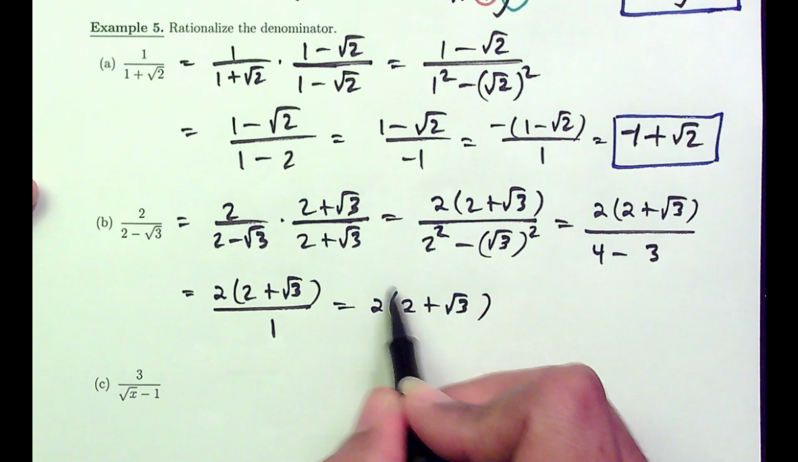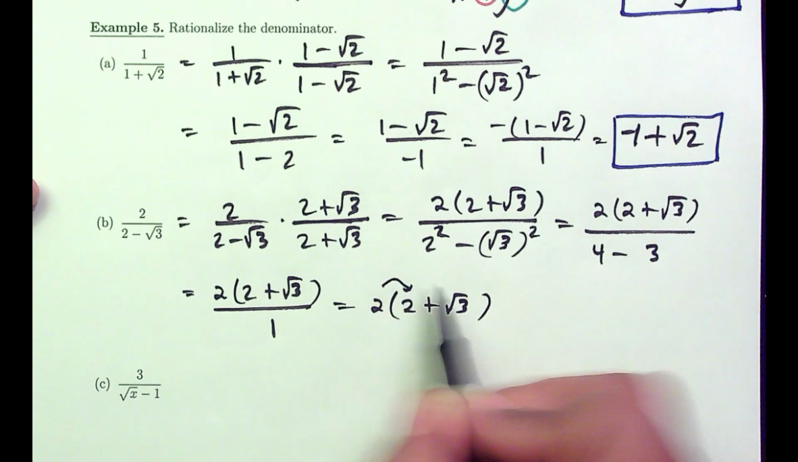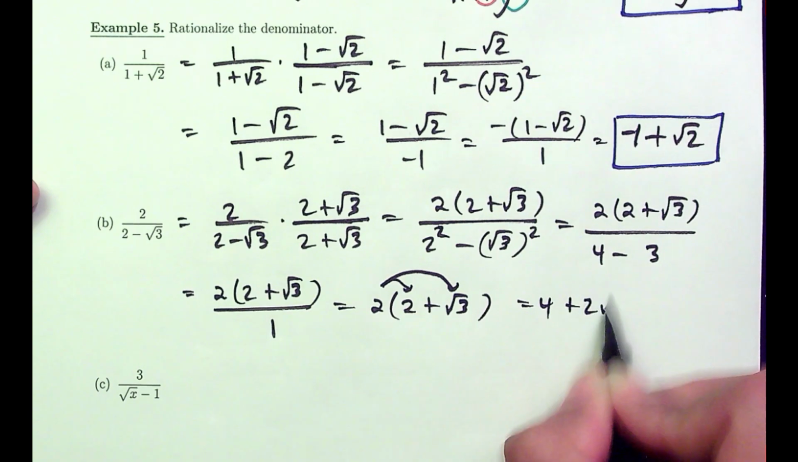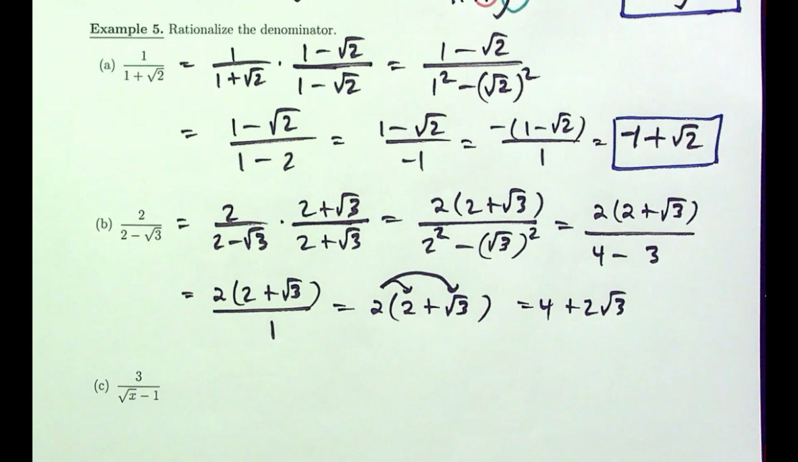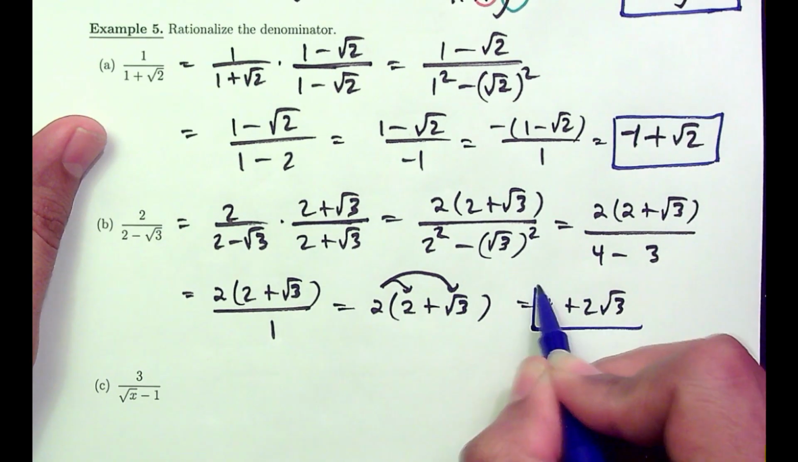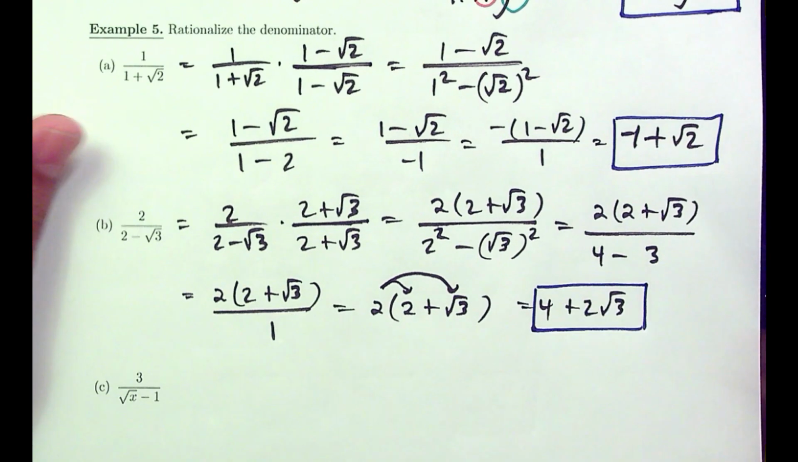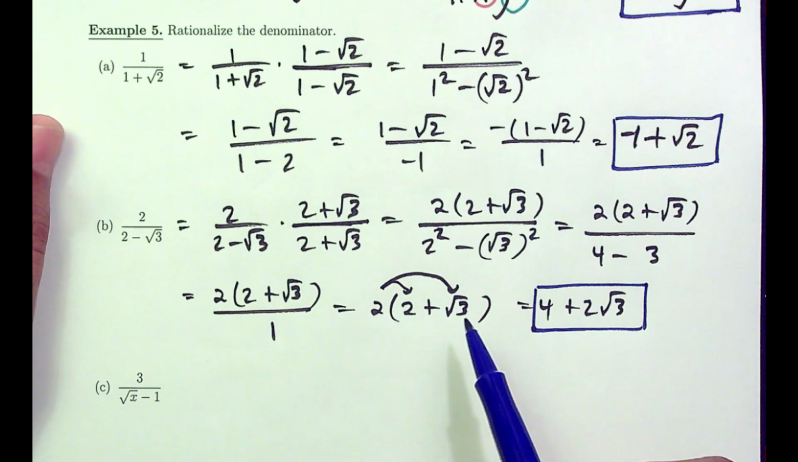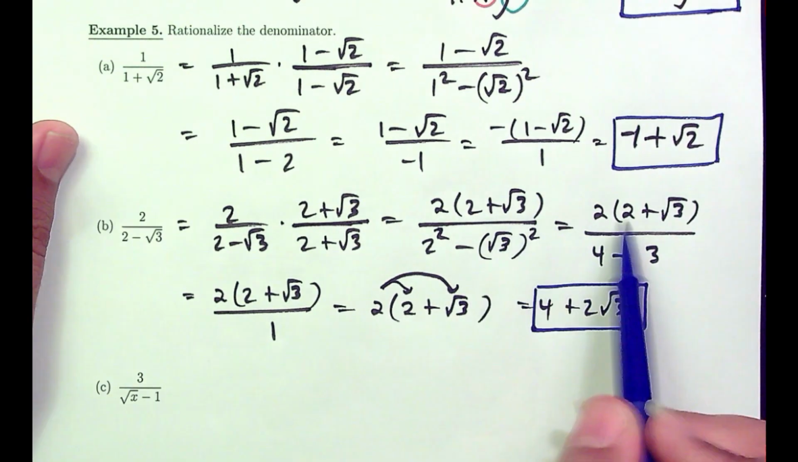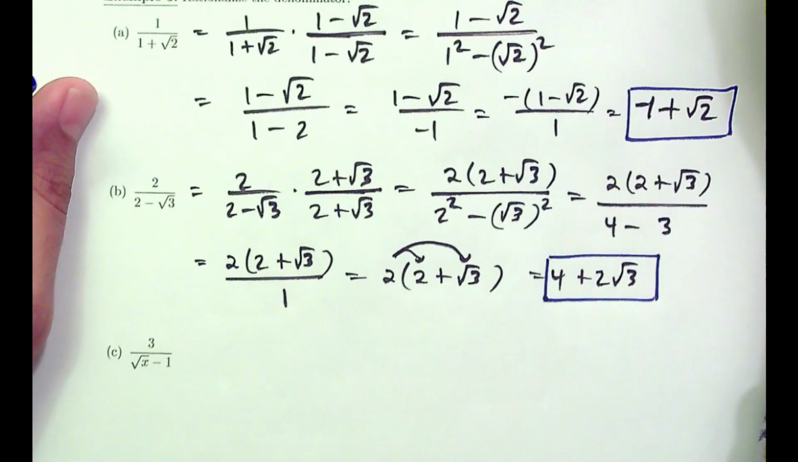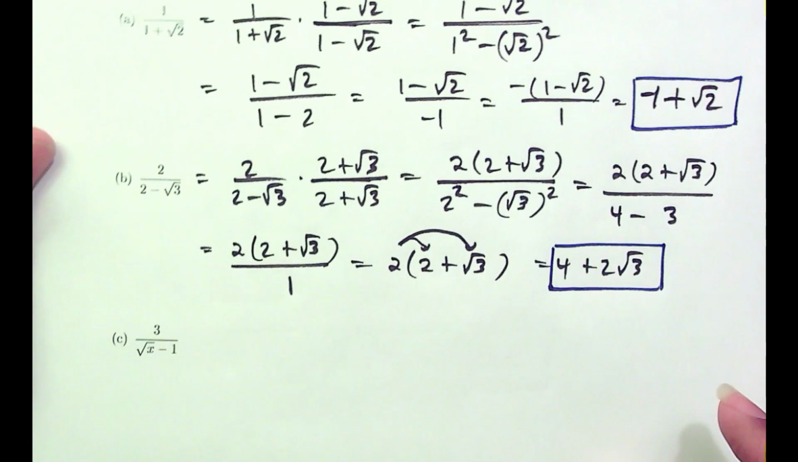And then you can distribute this. This is 2 times that, 2 times that, so this is 4 plus 2 square root of 3. You could have distributed that at any point in time. You don't have to wait until the very end to do the distribution. You could have done it at any previous step. You could have done it much sooner if you wanted.